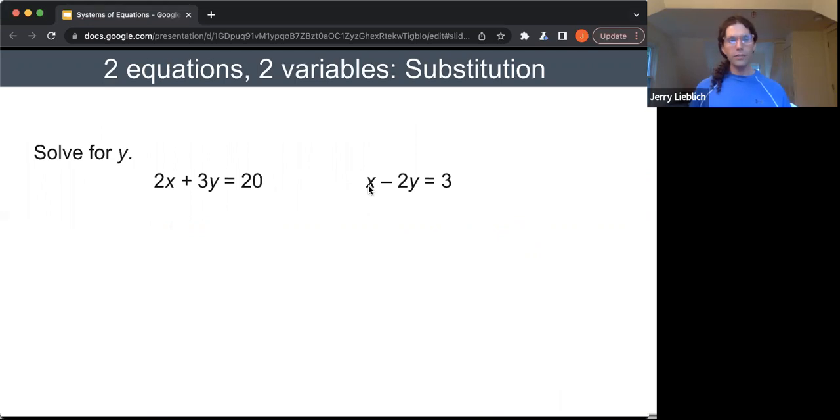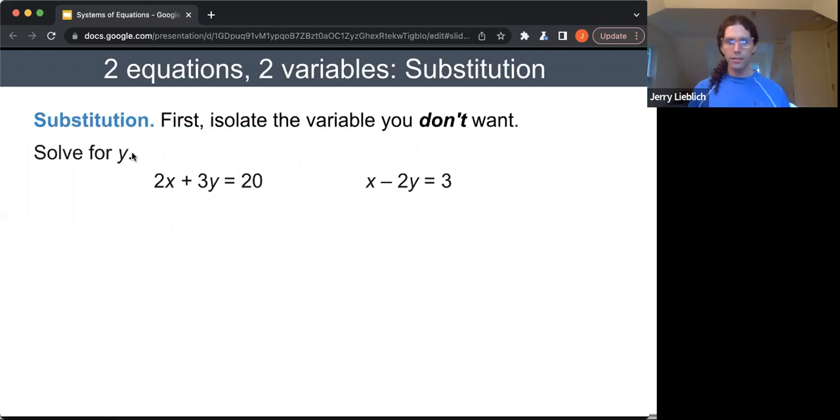So if I have these two equations, my system of equations with my two variables, and I'm asked to solve for y, this first way of doing it is substitution. What I want to do is isolate the variable I don't want. So I'm solving for y. Let me get x by itself. So I'm going to work over here because that x already doesn't have a coefficient on it. So I'll add 2y to both sides. Now I've got x all by its lonesome. And I can then plug in that value for x over here.